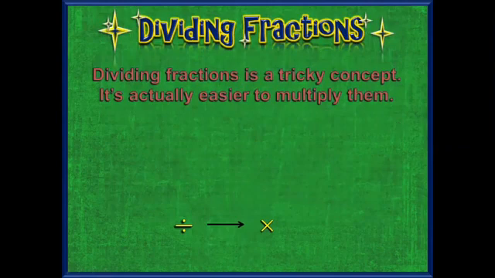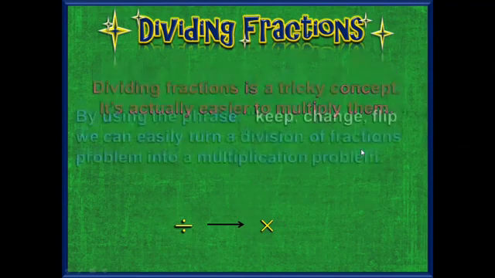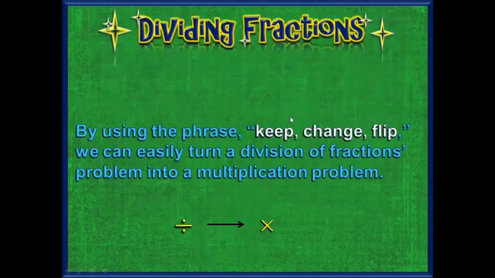Dividing fractions is a tricky concept. That's why we can multiply them. So we are going to change every division operation into a multiplication operation when it comes to fractions. In order to do that, we use the strategy keep, change, flip.